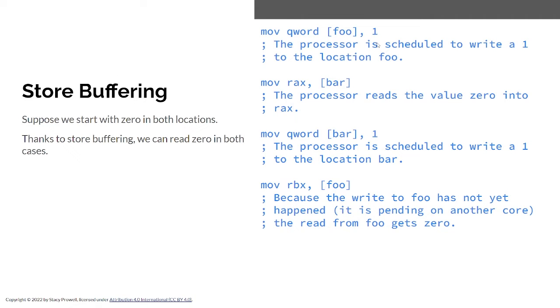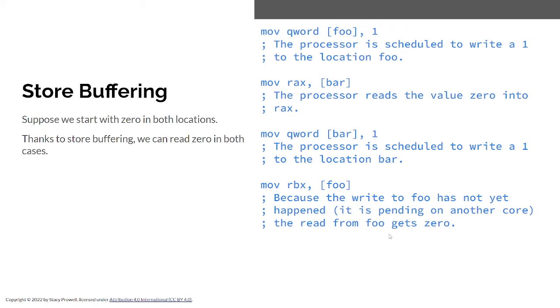Suppose we start with a 0 in both locations. Let's pick a particular schedule and look at it. Here we put 1 in foo. The processor gets scheduled to write a 1 to the location foo. Then we read the contents of bar and put it in RAX. Let's say the processor reads the value 0 into RAX. Now we put a 1 in bar. The processor is scheduled to write a 1 to the location bar, and then we take whatever's in foo and put it in RBX. But wait, we scheduled this right up here, but it may not have happened yet.